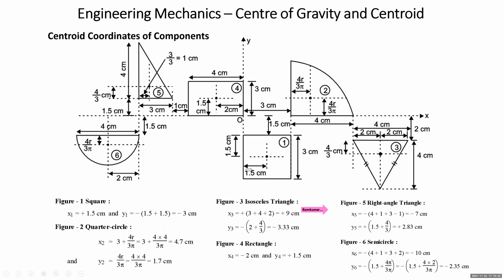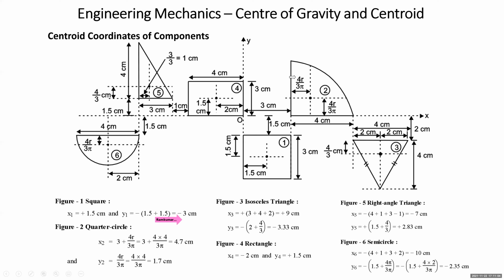Now let's take up component number 1. This component number 1 is a square of side 3 by 3 centimeter. The centroid is marked here, at a distance of 1.5 centimeter. So what will be the x and y coordinates of this point? This point is right of the y-axis by 1.5 centimeters, so its x coordinate is plus 1.5. What will be its y coordinate? It is below the x-axis by 1.5 plus 1.5, so the y coordinate is minus 3.